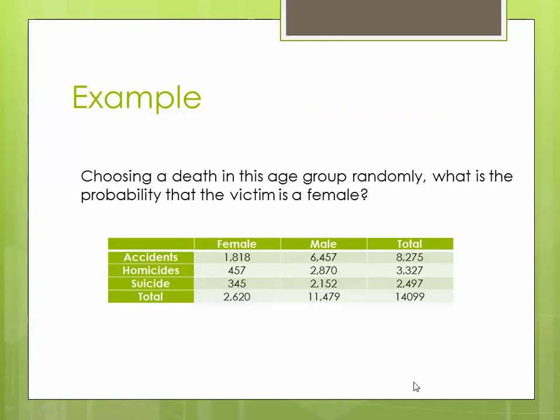Now again, back to this idea that probability is the proportion of times that something happens. You would take the total number of females divided by the total number of people represented here, and you'd get 0.19 approximately, about 19%. So the probability that the victim is a female in this is about 19%.